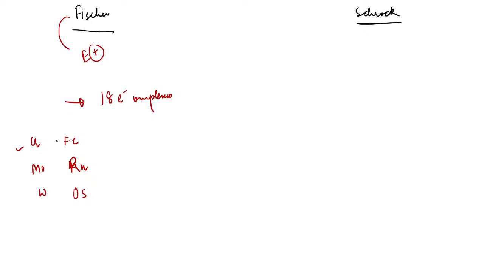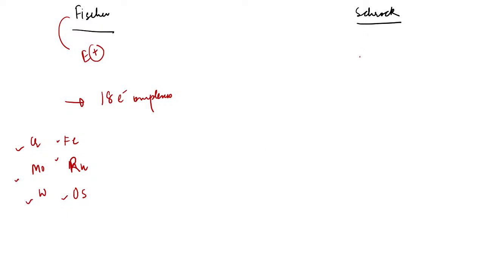Okay, so the next thing is, if this Fischer carbon is electrophilic in nature, then generally these type of complexes are 18 electron complexes. And we have these type of metals which generally form your Fischer type of carbon: the Ru, Os, iron and chromium family. So these type of metals generally form Fischer type of carbon.